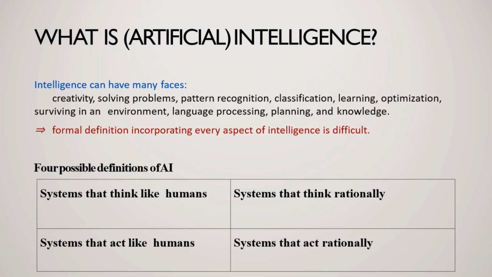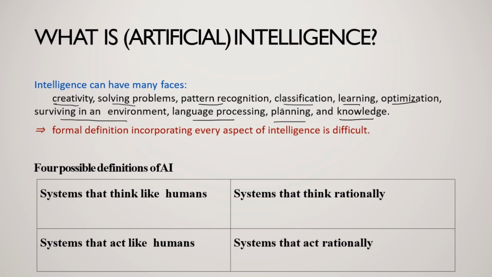As I already told you, intelligence can have many faces: creativity, solving problems, pattern recognition, classification, learning, optimization, surviving in an environment. All of these can be termed intelligence. Language processing, if I can understand and generate natural language, that is also intelligence. If I can plan something, or if I have knowledge about some specific thing, all these can be termed a part of intelligence. That is why it is very difficult to say exactly what intelligence is.